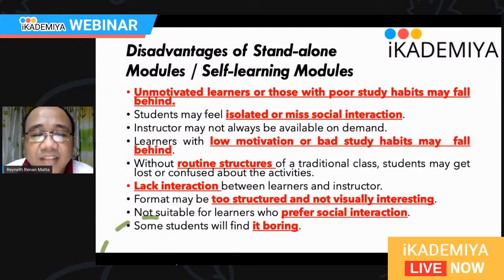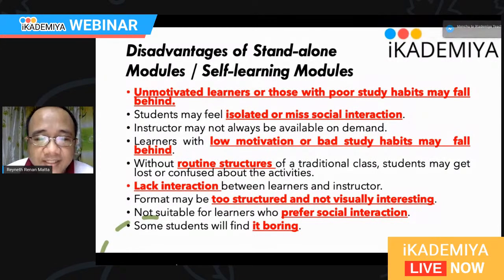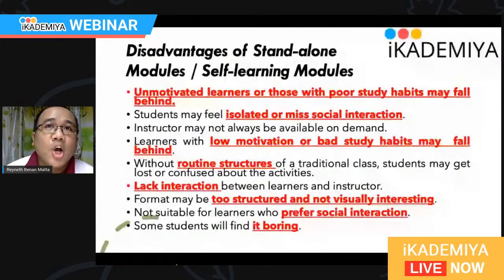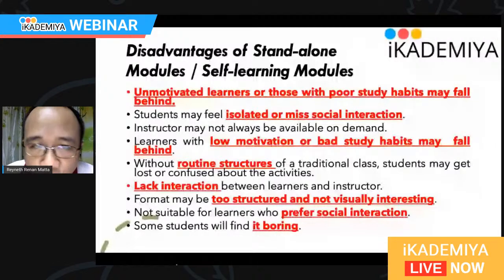Without consistent feedback and without constant interaction between learners and instructors, these modules will not be successful. Also, we must take into consideration the formatting. If the format is too structured, wherein it's dull and not visually interesting to students, they will not do these modules.